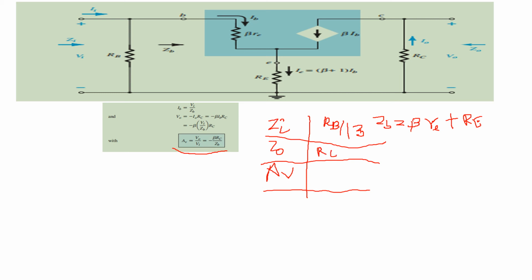Output voltage gain is nothing but minus RC upon this whole thing, re plus Re. And Zi is RB parallel ZB. So in this way we perform our AC analysis.